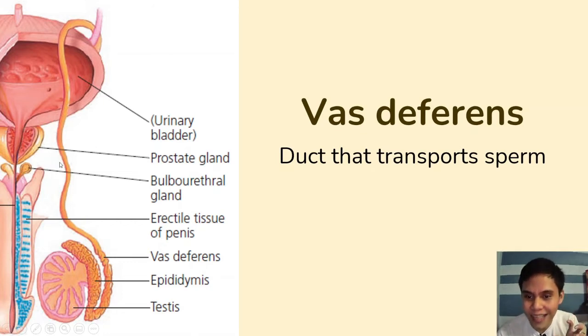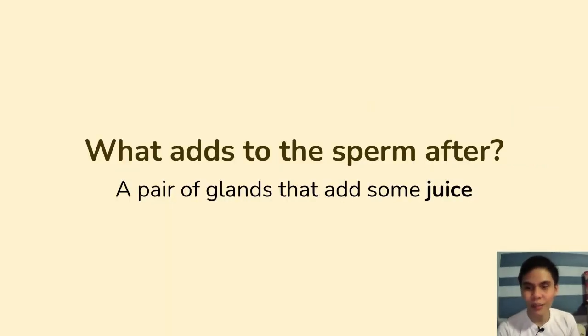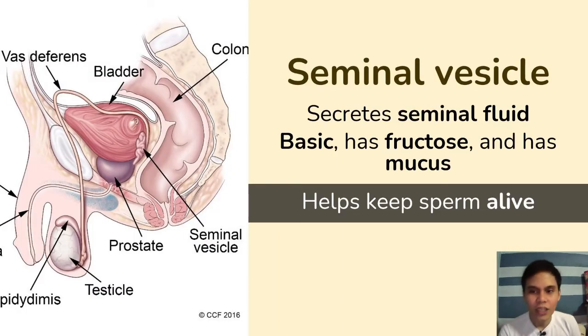So this is the vas deferens. It's a duct that transports sperm, and there is something that adds stuff to the sperm as it travels through the vas deferens. A pair of glands that adds a special fluid. So this is called the seminal vesicle. So now we have a side view of your diagram.